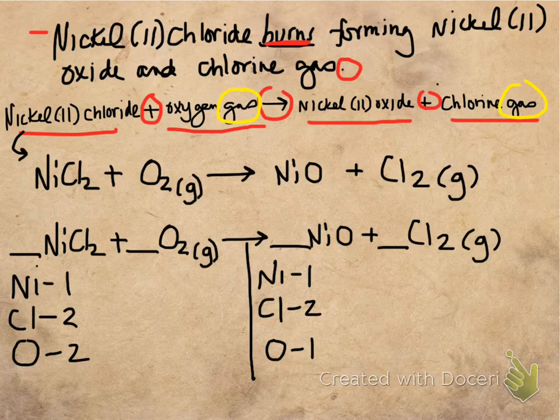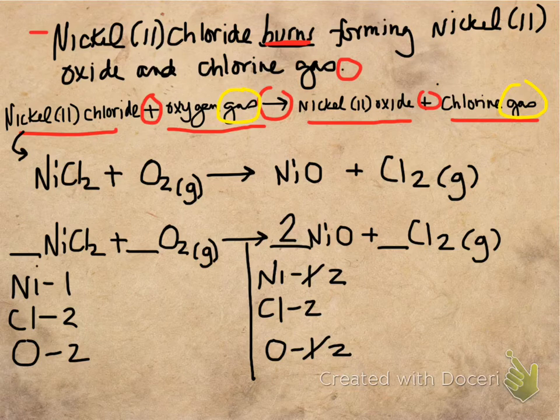Well, this doesn't look like it should be too hard. Oxygen is the only thing that's not balanced, so I'm going to attempt to balance that first. When I do that, I put a 2 here, which now gives me 2 nickel and 2 oxygen. So while my oxygen is now balanced, my nickel is unbalanced.